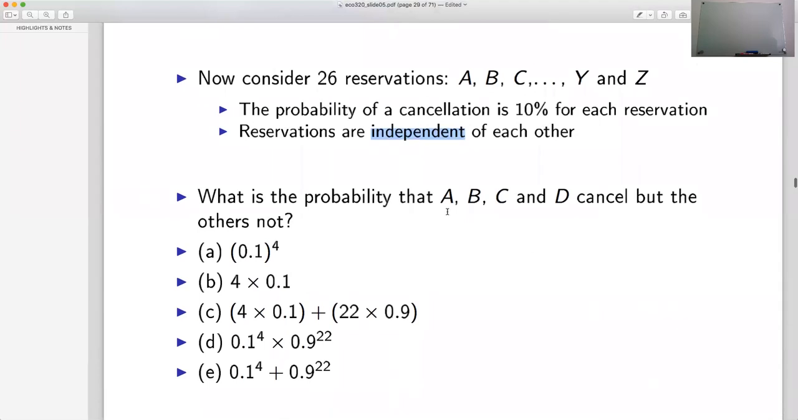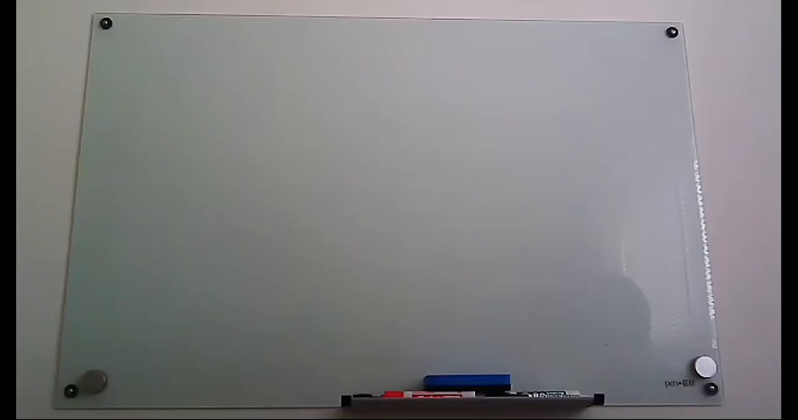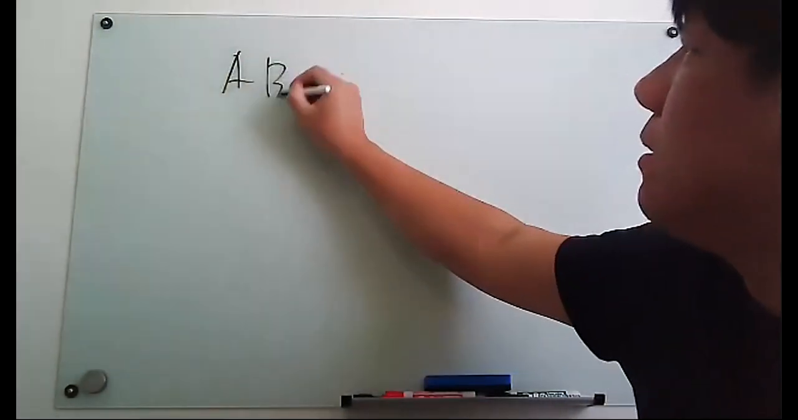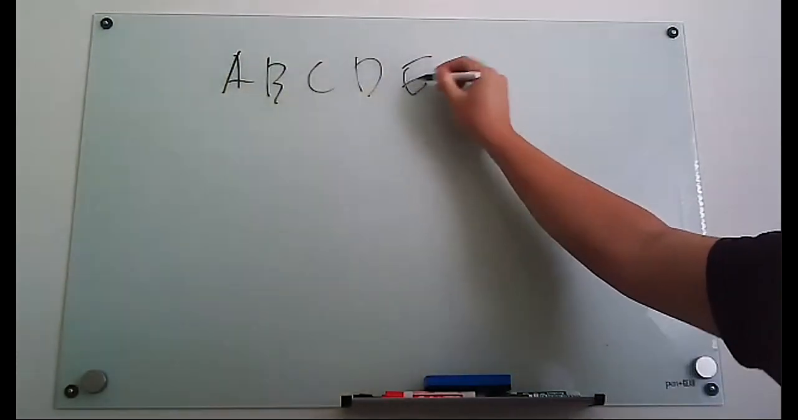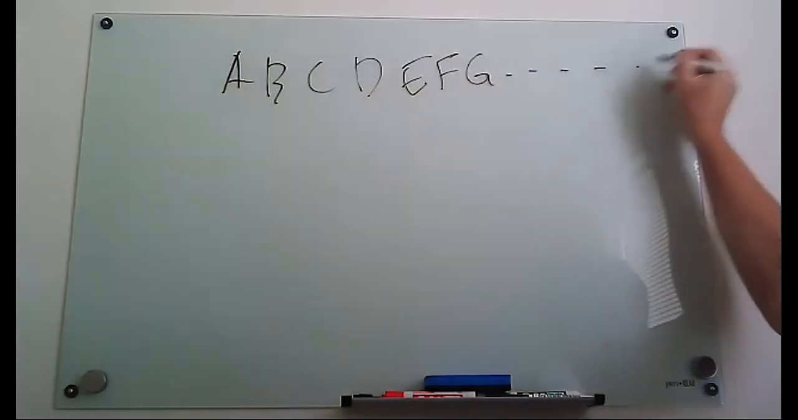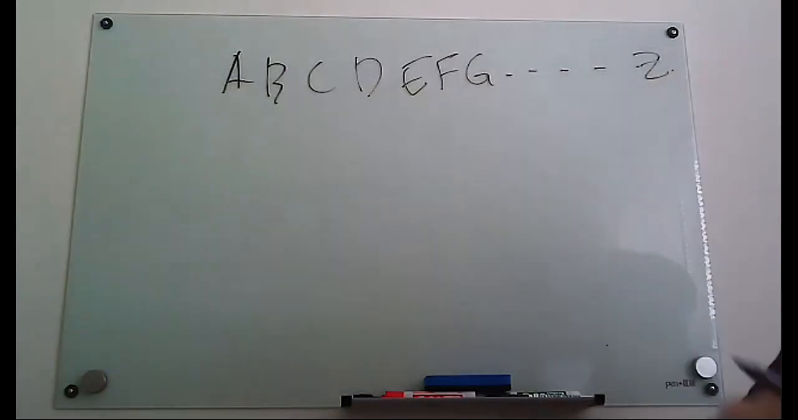What is the probability that A, B, C, D cancel, but the others do not? We discussed something similar last time, so you might want to pause this video. Let's say you have A, B, C, D, E, F, G, up to Z. I'm looking for the probability that A, B, C, D cancel, but the others do not.